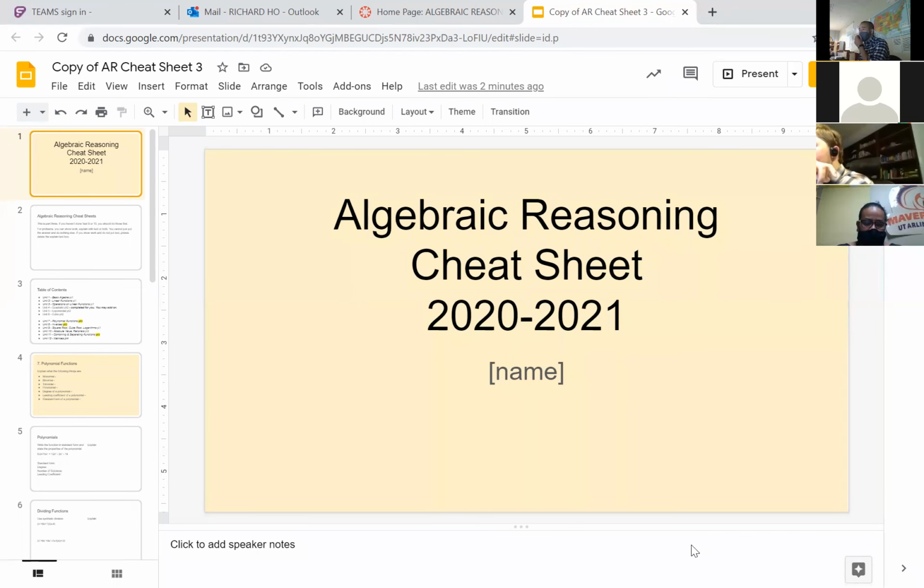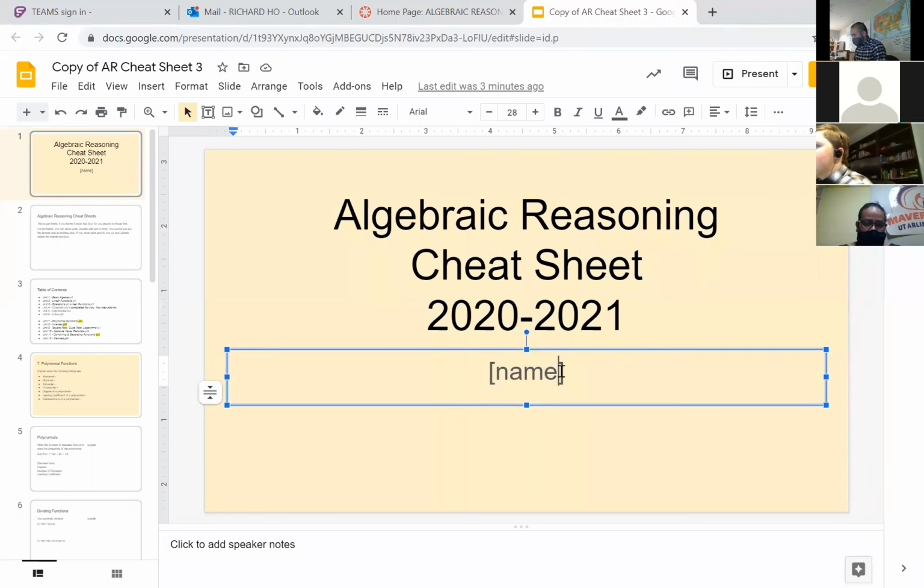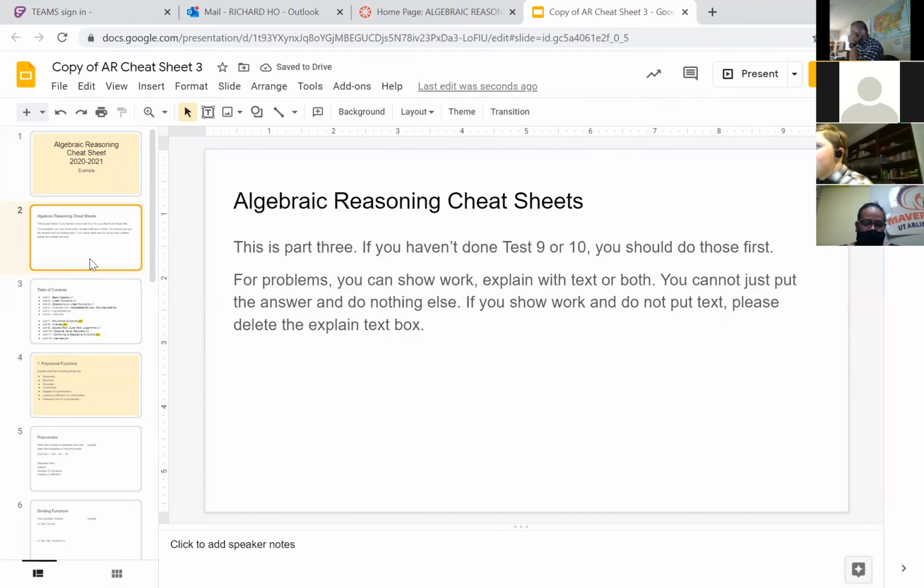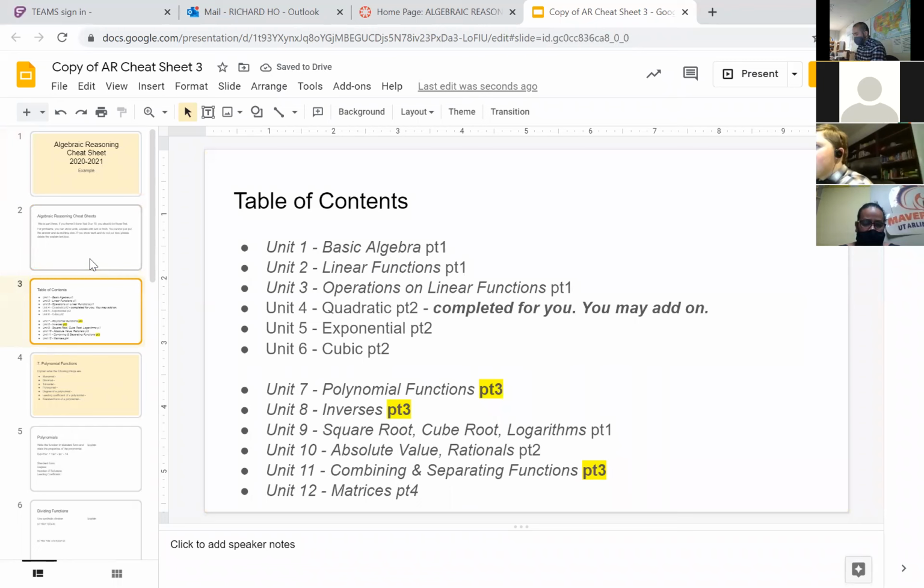So today and Monday, I'm giving you time to work on this cheat sheet. I'm just gonna give a tutorial on how to go through it. Obviously the first part here, you need to change your name, and just information. So we're doing polynomial functions, inverses, and then combining and separating functions. And we've already done almost all the other ones.